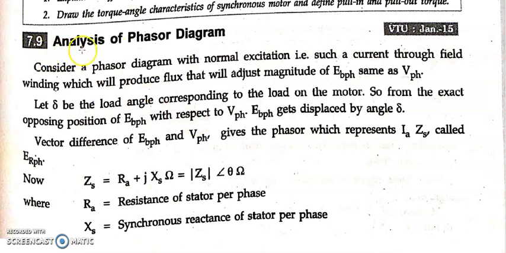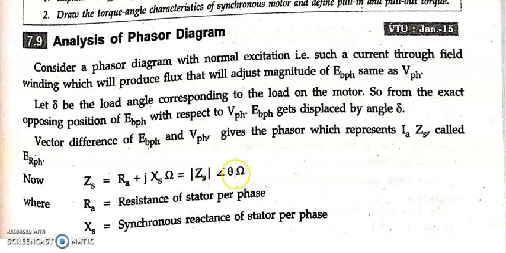Now let us learn about the analysis of the phasor diagram. We know that delta is the load angle, ZS is our synchronous impedance, RA is the armature resistance, whereas XS is the synchronous reactance. If I sum up this armature resistance and synchronous reactance, I get the synchronous impedance. Okay, and what about this theta? If I write in rectangular form, I would get this. If I write in polar form, I would get mod of ZS at an angle theta, the magnitude as well as the phase angle of the synchronous impedance.